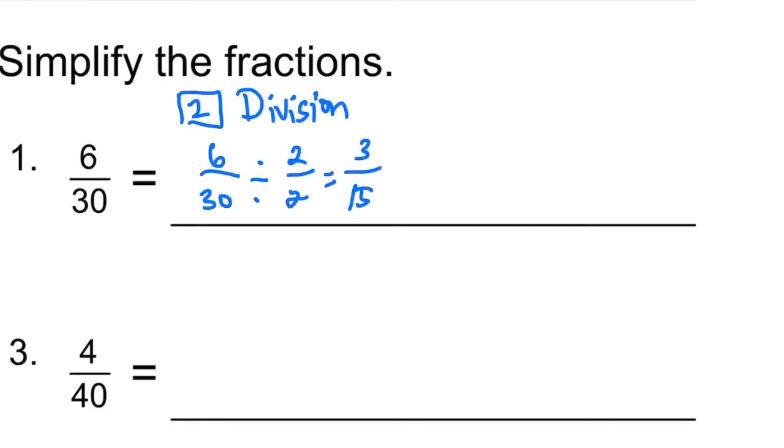Now if you look at it, that's 3 over 15. Using your multiplication table, you know that it can still be divided by 3. Now, 3 divided by 3 is 1, and 15 divided by 3 is 5. Same as the answer earlier. Okay, that's method number 2, continuous division.